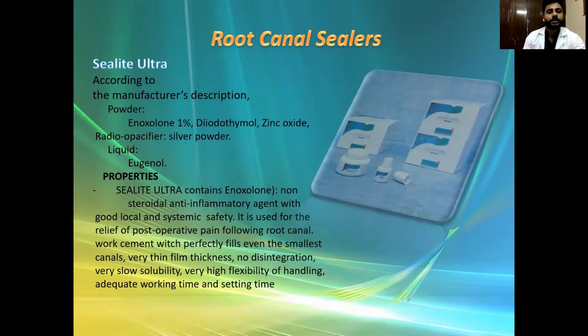So next, moving on to Sea Light Ultra. According to the manufacturer's description, the powder contains enaloxone, diiodothymol, zinc oxide, radiopacifier, silver powder, and the liquid is eugenol. So the properties of Sea Light Ultra: it is a non-steroidal anti-inflammatory agent with good local and systemic safety. It is used for the relief of post-operative pain following the root canal. It is a cement which perfectly fills even the smallest canals, with a very thin film, no disintegration, very slow solubility, very high flexibility of handling and adequate working and setting time.